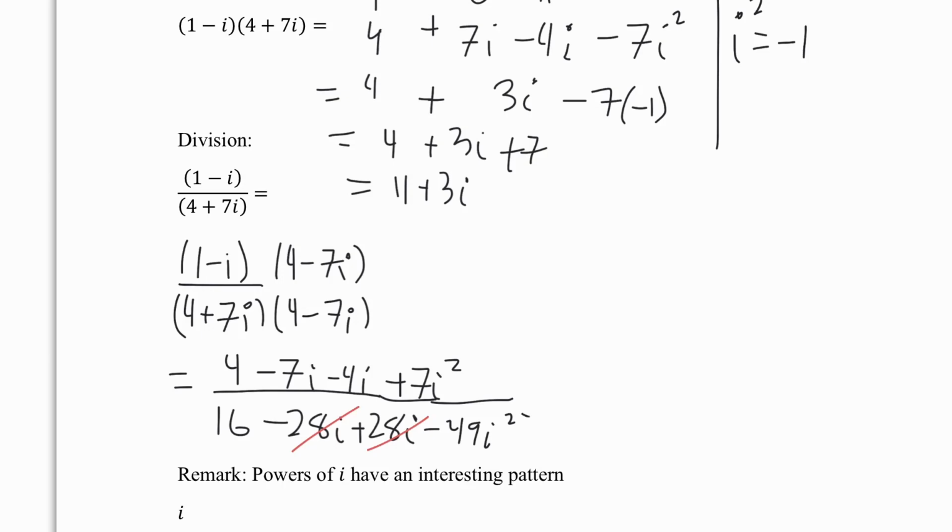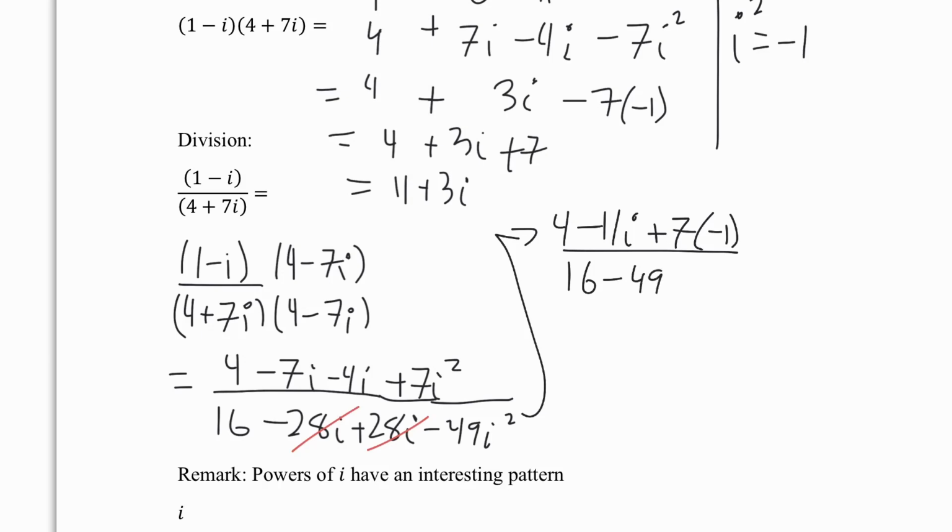All right, well, let's keep going here. So the top will simplify to 4 minus 11i minus 7. Well, I guess you could put plus 7 times negative 1 because we're converting that i squared. The bottom will be 16 minus 49 times negative 1. All right, we're getting close here. 4 and negative 7 is going to make negative 3.